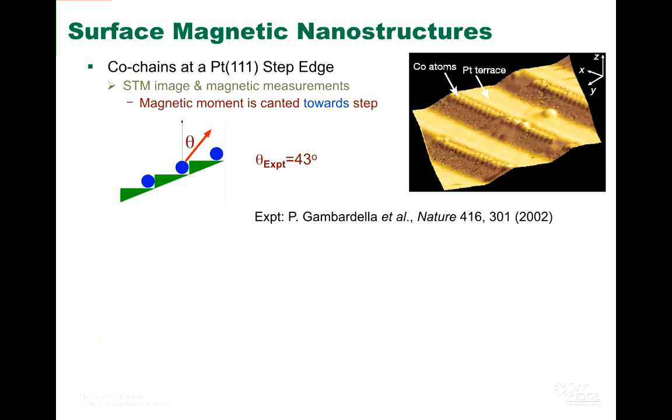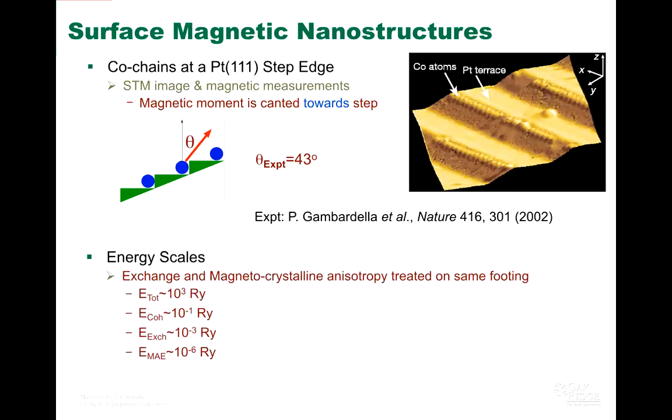The first calculation we did a number of years ago, completely quantum mechanical, is a chain of magnetic cobalt ions that are deposited on a platinum surface that has been cut so that there are crystal steps. And experimentally, it has been seen that the magnetic moment on these cobalt atoms arranges in such a way that it has an angle of 43 degrees with respect to the surface.